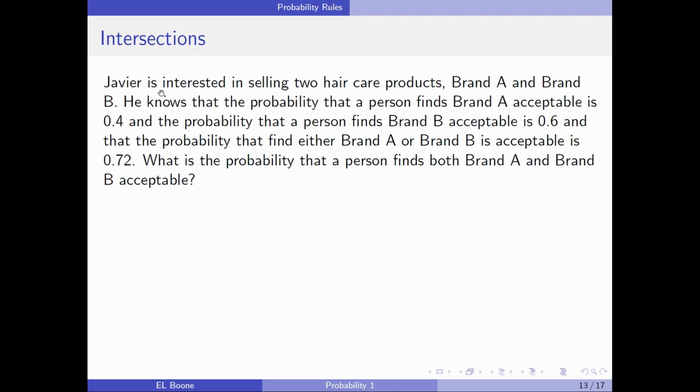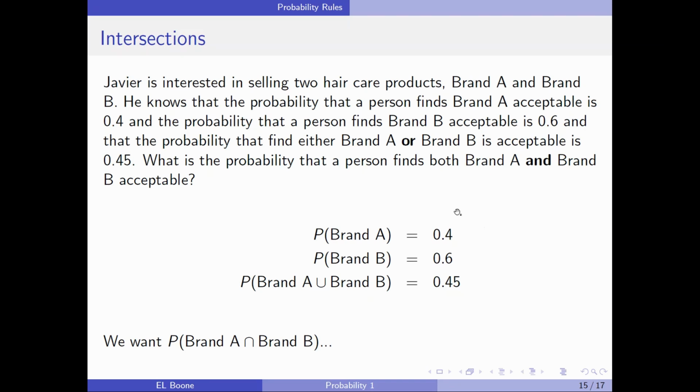So here we go. Javier is interested in selling 2 hair care products, brand A and brand B. He knows that the probability that a person finds brand A acceptable is about 40%, or 0.4. And the probability that a person finds brand B acceptable is 0.6. What is the probability that they find either brand A or brand B acceptable is 0.72. What is the probability that the person finds both brand A and brand B acceptable? Okay, and then we have this or, and we have this and. So this is telling us this is a union and this is an intersection.